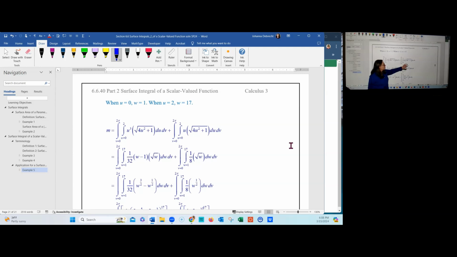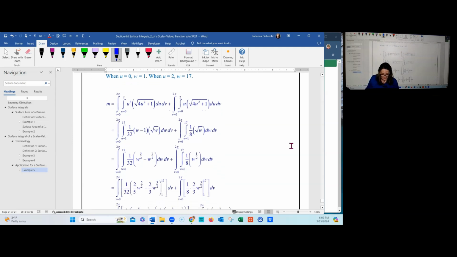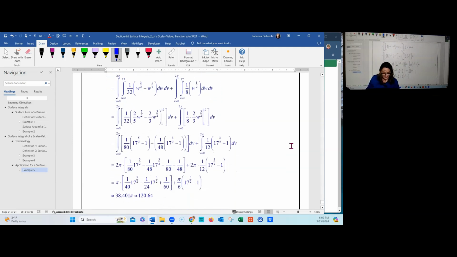For the second integral, I'm ready to do the integration after I have made my substitution for w. In this case, I think of the square root of w as w to the 1/2, and I apply the power rule, getting w to the 3/2 times 2/3, also multiplied by the 1/8. Then I evaluate between w equal to 1 and 17. It's going to give you pretty nasty numbers, which is why I went ahead and wrote it out for you.